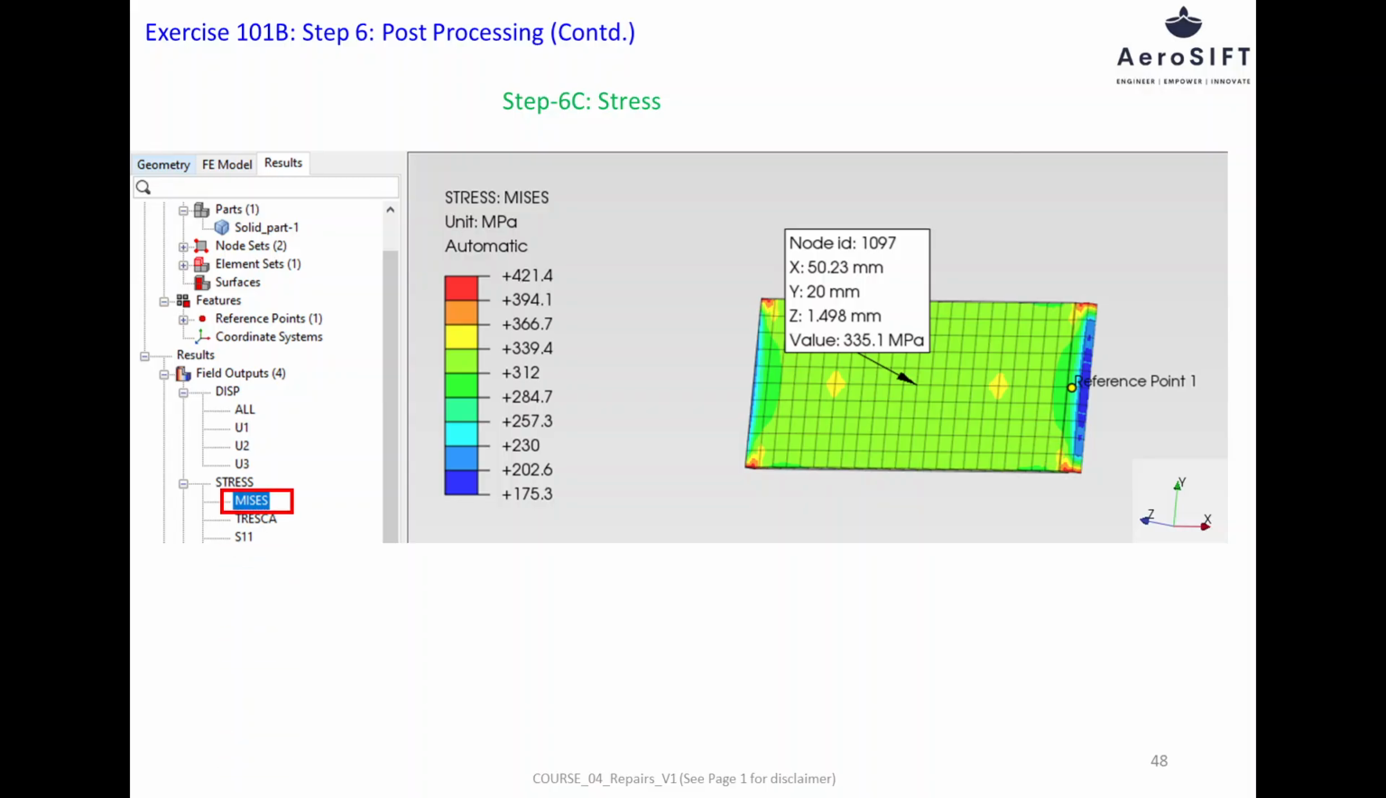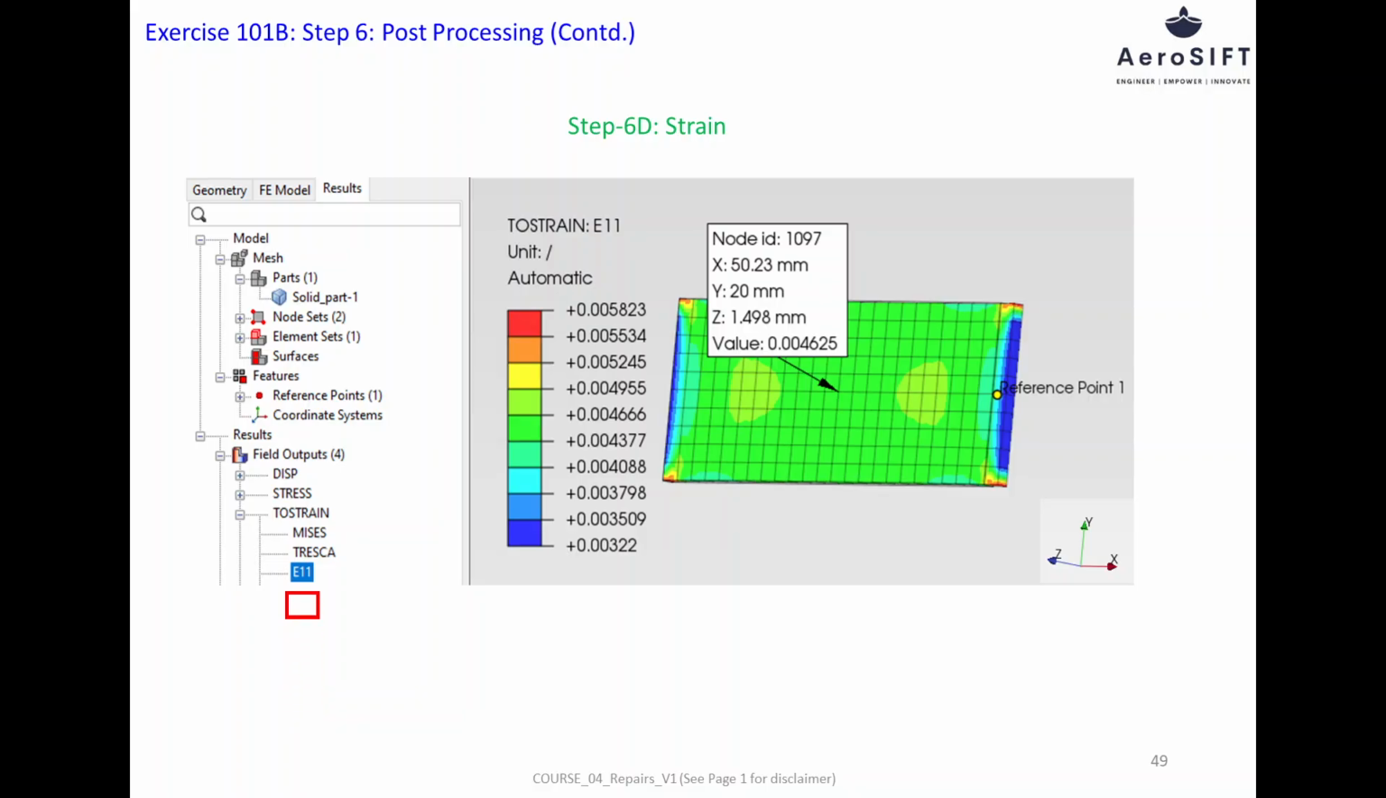In step 6C, the von Mises stress distribution is reviewed under the Stress Mises output. The selected node at the center, identified using the query tool, shows a stress value of 335.1 megapascals and is located near the mid-region of the plate. Here, the strain distribution across the 3D plate is visualized using the E11 component under the total strain field output. A node near the center of the plate has been selected using the query tool. The highlighted result shows a strain value of 0.004625.